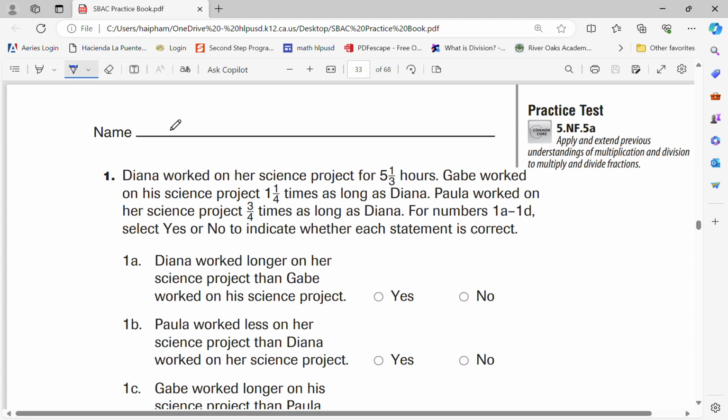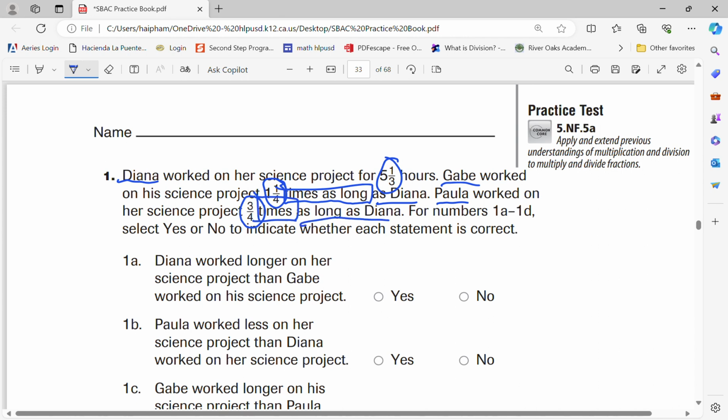Let's look at number 1. Diana worked on her science project for 5 1/3 hours. Gabe worked on his science project for 1 1/4 times as long as Diana. Paula worked on her science project for 3/4 times as long as Diana.